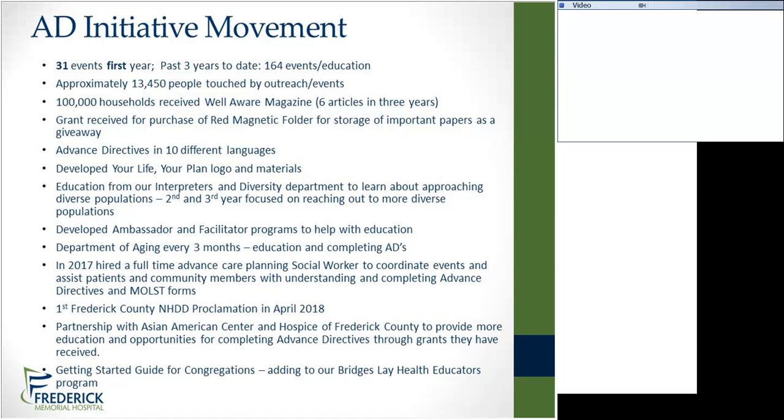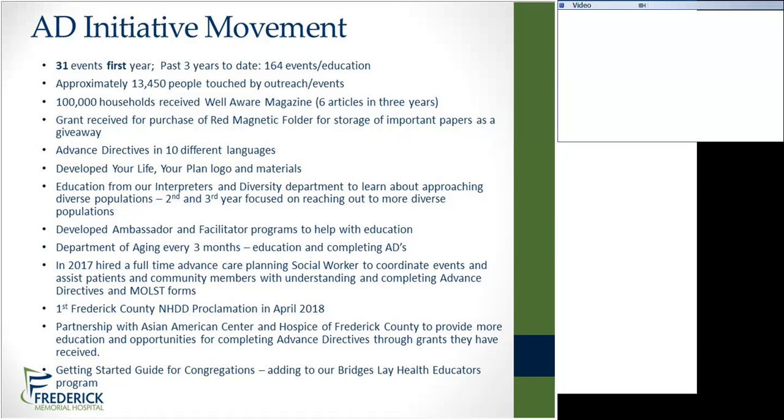We developed an ambassador and facilitator program because we just couldn't manage all of the events that we were being asked to do. We used to just do one event down at Department of Aging, but now our advanced care planning social worker, Michelle Ross, is going to Department of Aging every 3 months. So she hits all of the senior centers every 3 months in our community and does education and actually takes the time to complete Advance Directives with them if they choose to do that.